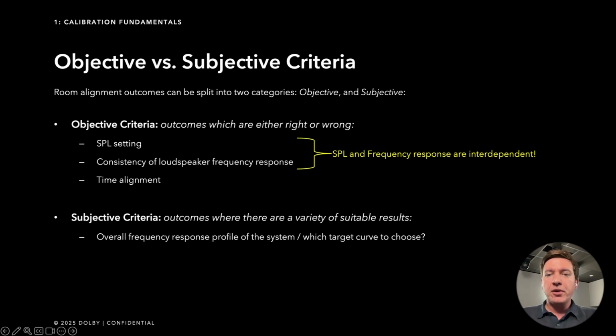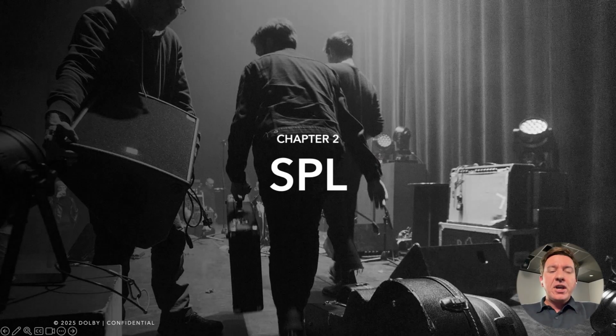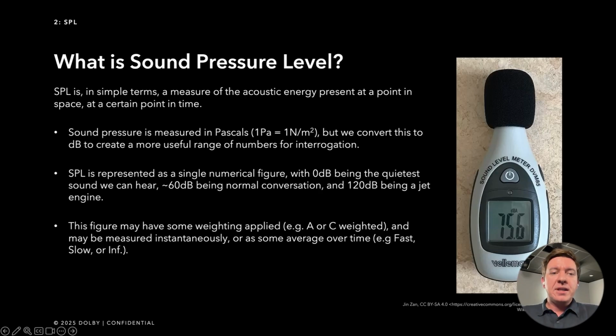So let's get into sound pressure levels. At a very high level, what is sound pressure level, or SPL? In simple terms, it's a measure of the acoustic energy present at a point in space at a certain point in time. Sound pressure is measured in pascals, and a pascal, if you're interested, is equal to 1 Newton of force per meter squared. But that's not super useful to us in the audio sense. So we convert pascals into decibels to give us something more useful, on a scale that makes sense to us. Once you've converted pascals and sound pressure into decibels, 0 dB is the threshold of hearing.